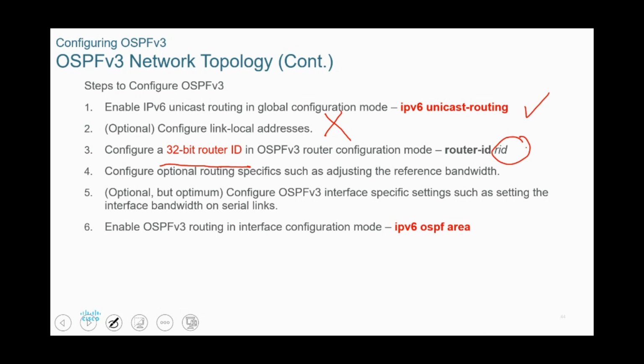The next step is to configure optional routing specifics, such as adjusting the reference bandwidth. If you would like to auto adjust your reference bandwidth, then this is optional as well. And this is also optional: you can configure OSPFv3 interface specific settings, such as setting the interface bandwidth. So all the configuration we have learned just now. Then you can enable OSPFv3 routing using the command ipv6 ospf area.